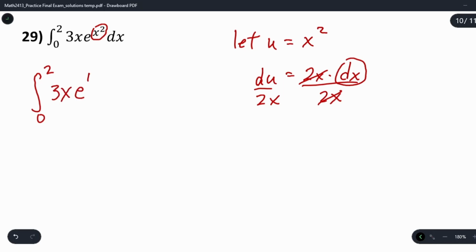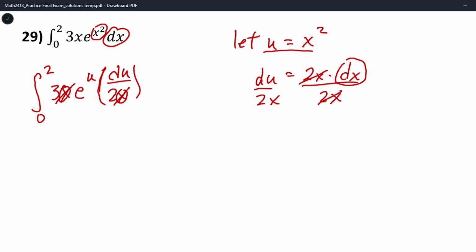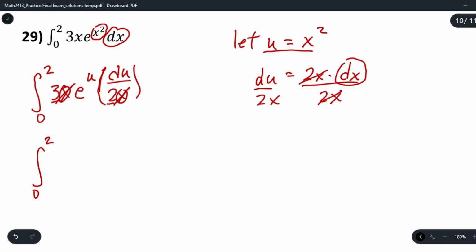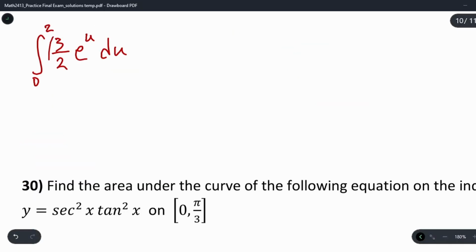But now this becomes e to the u because we let x squared be u. And dx is going to get replaced with du over 2x. And then here we can see that this is going to work nicely because we have an x top and bottom, and those x's will reduce out. Now, we do have a 3 over 2, so that's going to give us the integral from 0 to 2 of 3 halves as the coefficient of e to the u du, and then that 3 halves can be pulled out to the front.